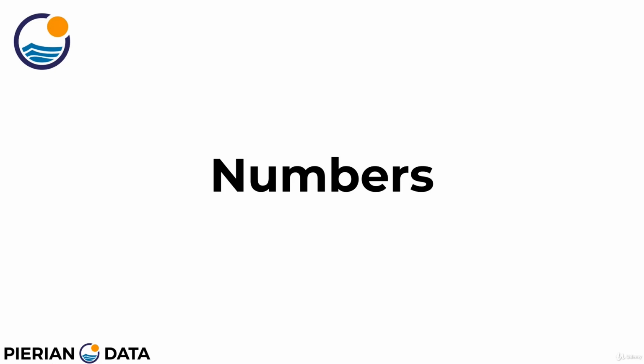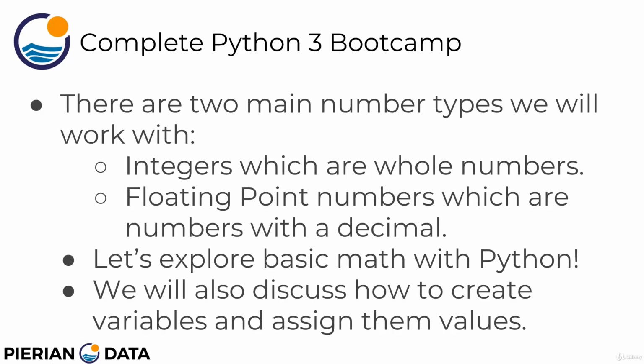We already briefly mentioned that there's two main number types that we're going to be working with throughout the course, and that is integers, which are whole numbers, and floating point numbers, which are numbers with a decimal. We're going to be exploring a little bit of basic math with Python, and then we'll also discuss how to create variables and assign them values.